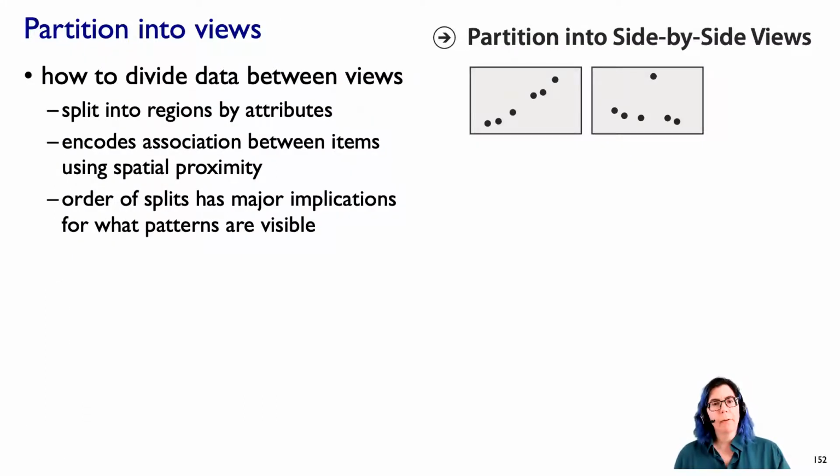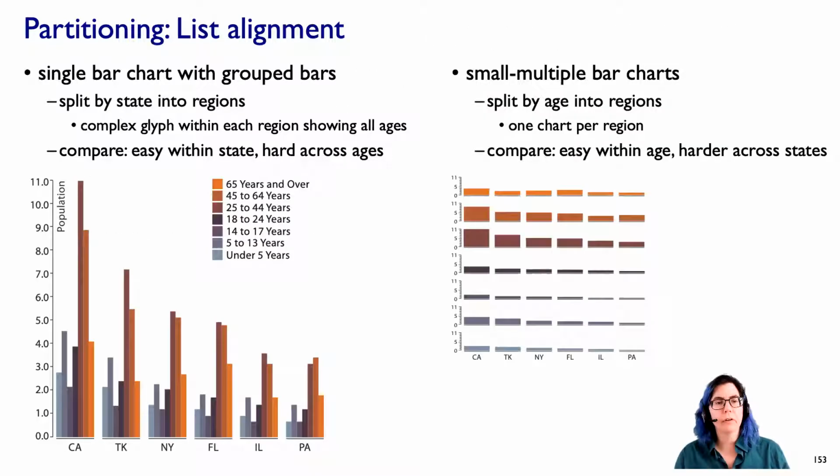So let's think a little bit about partitioning into views. How do we divide up that data? What we're doing is we are splitting typically into different spatial regions according to some attribute. And then by having these different spatial regions, that means we're using spatial proximity to imply association between those items. That's that really strong perceptual cue for grouping. So what that means is that the order that we partition in has huge implications for what patterns are clearly visible. So let's look at an example.